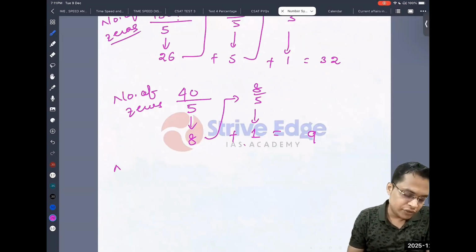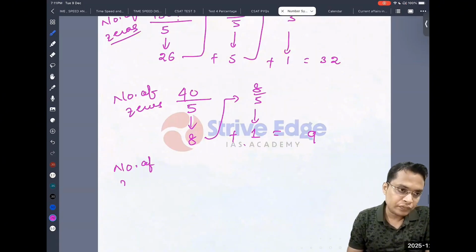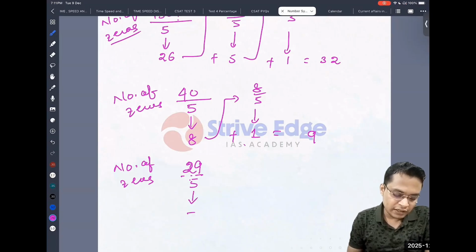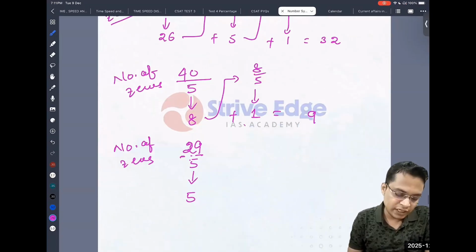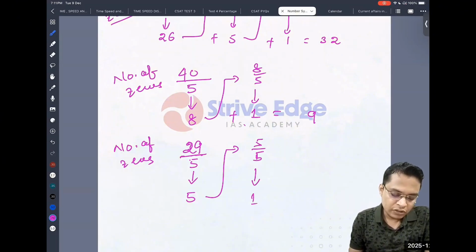Next, the number of zeros of 29 factorial. 29 divided by 5 gives 5 as the integer part, and we ignore the decimal. Again 5 divided by 5 gives 1. So the total number of zeros here is 6.